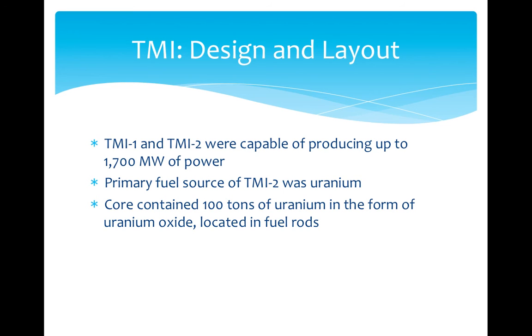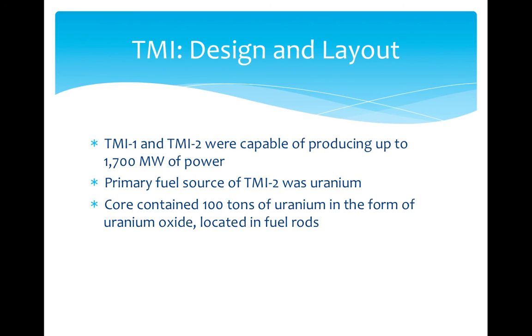As stated before, TMI was home to 2 nuclear power plants, TMI-1 and TMI-2, only one of which is operating today. Both plants were operational. They had a capacity of up to 1,700 megawatts and were jointly owned by Pennsylvania Electric Company, Jersey Central Power and Light, and MET-ED. The primary fuel source for TMI-2 was uranium.